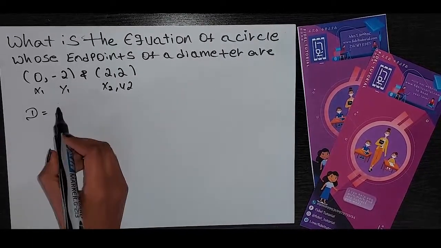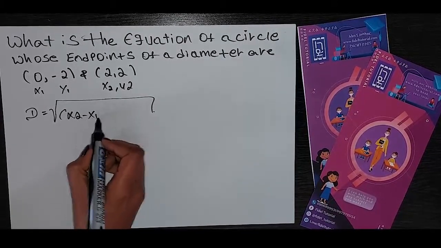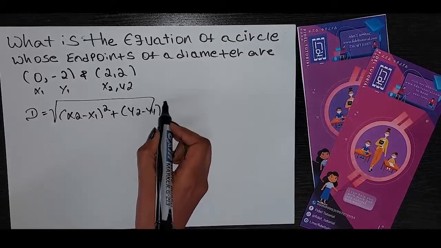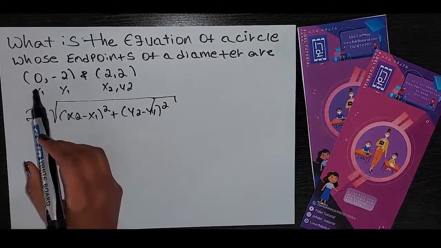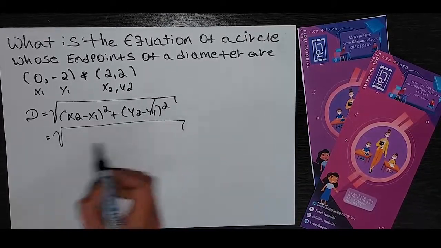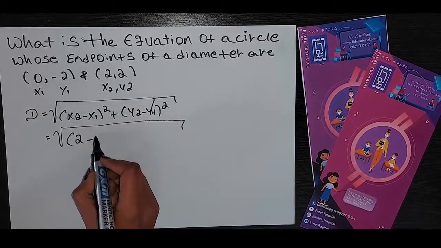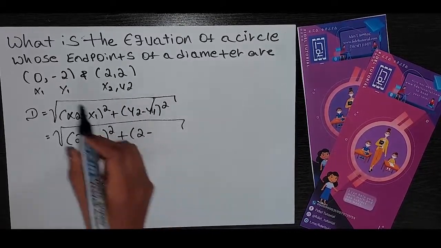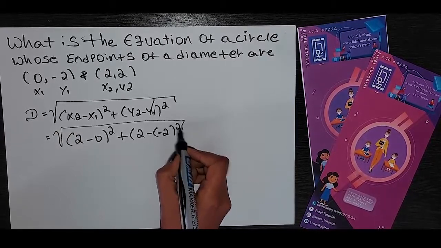Diameter of the circle is represented by the square root of (x2 minus x1) whole square plus (y2 minus y1) whole square ነው። ስለዚህ ይሄንን ለማድረግ ቀጥታ ሰብስቲት ማድረግ ነው። እዚህ ጋር እንደሰየምናቸው x1 y1 x2 y2 ስላሉን እነዚህን ቫልዩስ ሰብስቲት እናደርጋለን። x2 ማለት 2 ነው minus x1 is 0 the whole square plus y2 is 2 minus y1 is minus 2, the whole square.